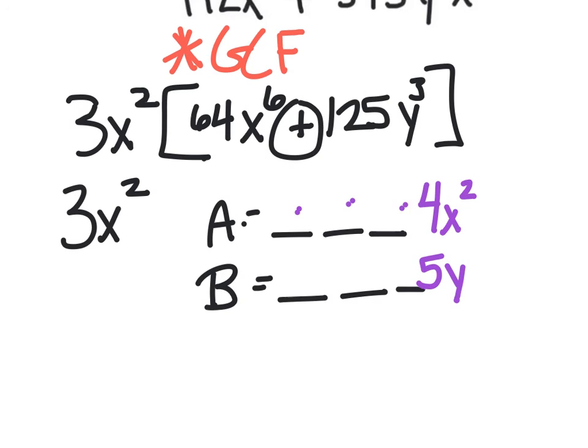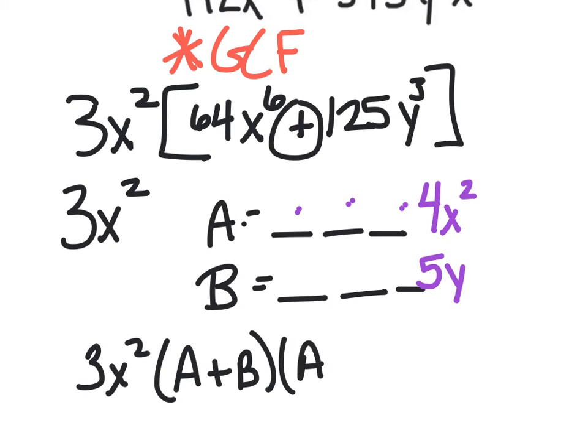So, this time, remember we have that GCF out front. So I've got to make sure I leave that out front. So I'm going to say it's 3x squared times a plus b times a squared minus ab plus b squared.